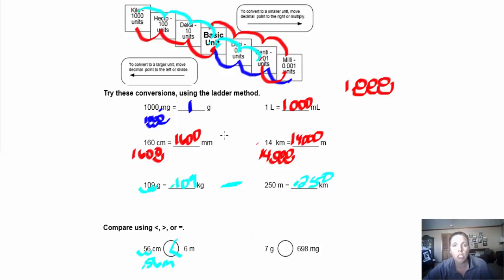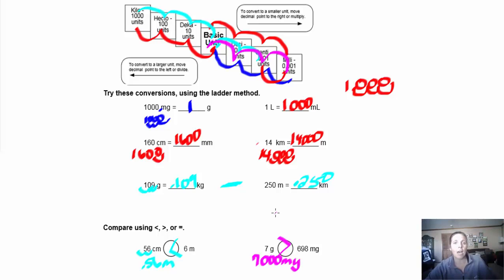Okay. So on this one, if we start with grams, which would be right here, and we're trying to go to milligrams, 1, 2, 3. So 3 to the right. Okay, so that would become 7,000 milligrams. So the 7 grams would be bigger.